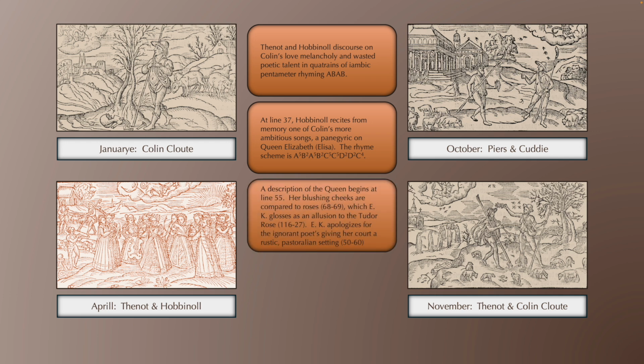So there's a description of Queen Elizabeth that begins at line 55, and the lines that really stand out to me are her blushing cheeks being compared to roses, which EK glosses at some length as an allusion to the Tudor rose. That's lines 116 to 127 of his gloss. And then he apologizes for the rustic poet in his ignorance, giving her court this pastoral setting in lines 50 to 60.